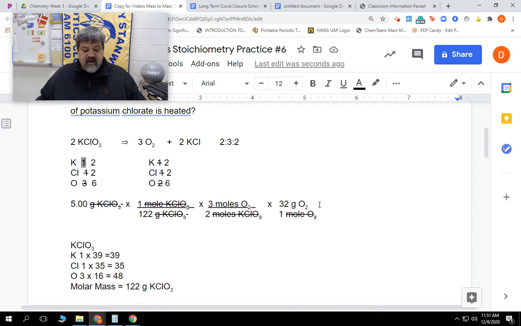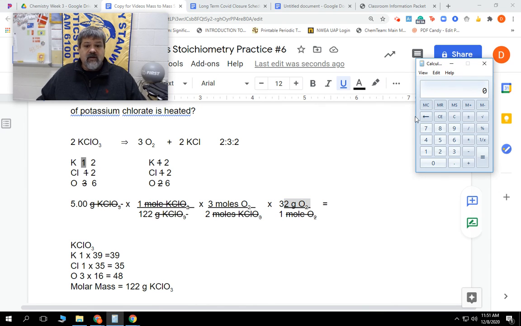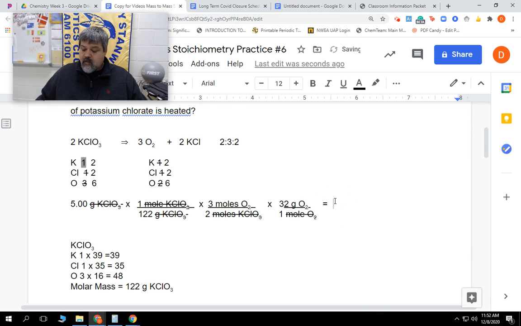Now I have to go ahead and do the math. I just need to multiply by the top and divide by the bottom, but I do not need to do any of the ones. So we're going to put our calculator out here, and we're going to take 5 divided by 122. We're going to multiply by that 3 and divide by 2, and then multiply by 32. That's going to equal 1.967. So we're going to put that in there, 1.967, and that's going to be grams of O2.